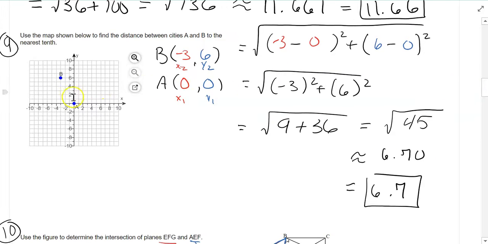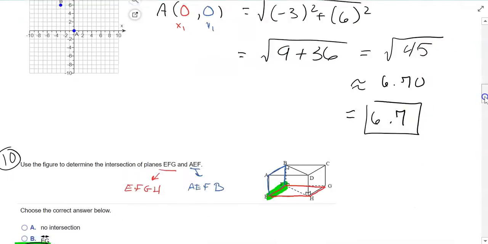Here we're looking at 2 points, so we need to find these values. A is 0, 0. B is -3, 6. Subtract my x values, subtract my y values, square those values, add them, and take the square root. Here it asks us to round to the nearest tenth, so 0 does not make that go up.